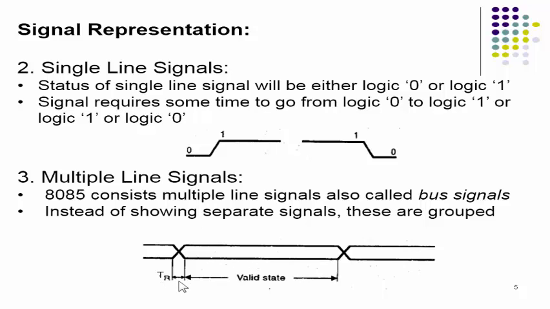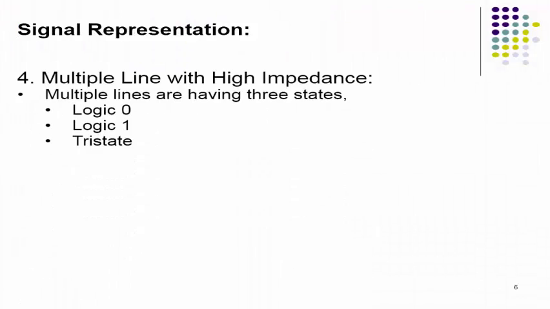Here we can see the valid state, where the valid data is considered. Here TR indicates the rise time, and during the falling time it is known as the fall time, TF. If we superimpose the address signals and data signals, you will find this kind of signal, or bus signal.